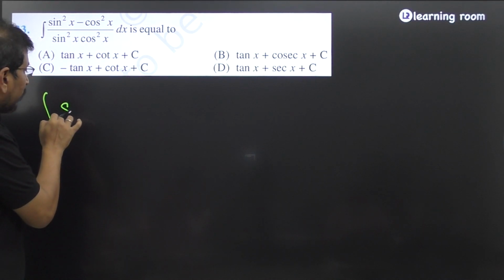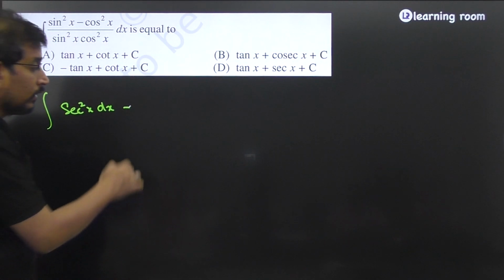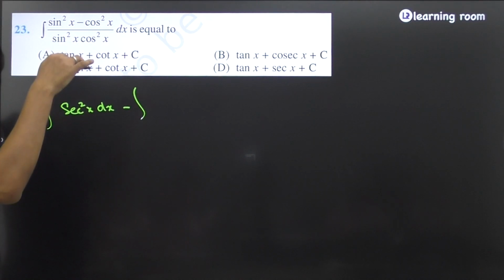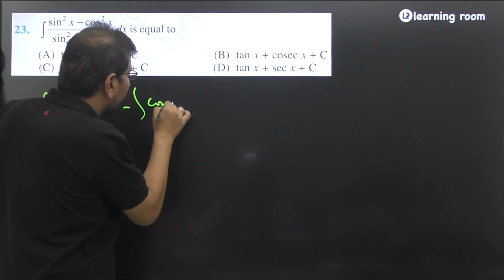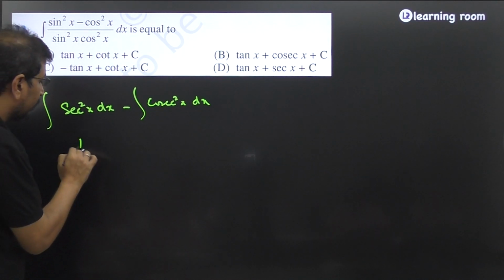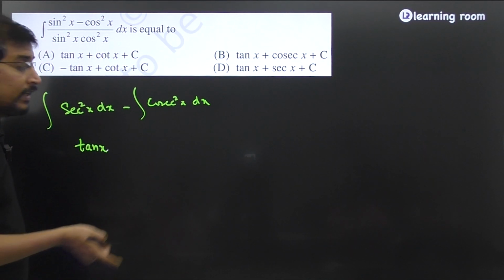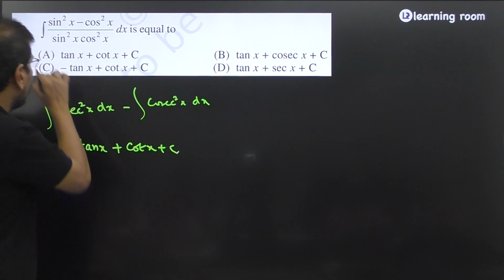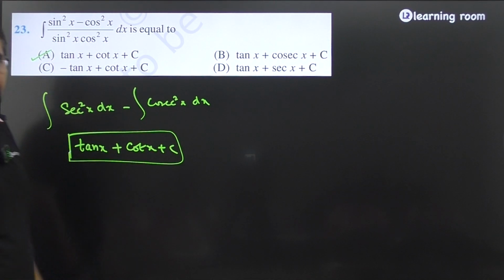So 1 by cos square x will become secant square x dx minus integral of cos square x by sin square x into cos square x. So cos square will get cancelled. You will be left out with 1 by sin square, which is cosecant square x dx. So integral of secant square x is tan x, and integral of cosecant square x is minus cot x. So minus of minus will become plus cot x plus c. This will be the answer. So it is option A.